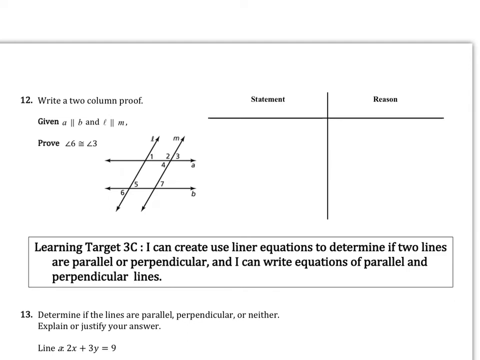If you really needed to, I guess you could make an angle 8 and just throw a number in there. That would work. Let's always start with our given. So our first statement is A is parallel to B and L is parallel to M. You can go ahead and put those on the same line, or if you want, you could do 2 different lines. But those are given to us. So we've got them in our proof now, so we can use them.